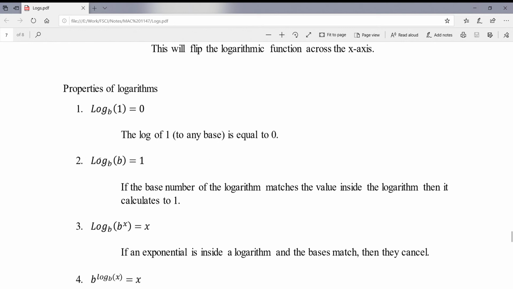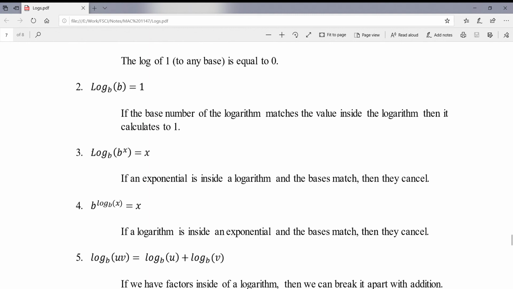Property number 2, log base b of b is equal to 1. So if the base number of your logarithm matches the number that you're taking the logarithm of, then it calculates to 1. So log base 3 of 3 would be 1, log base 4 of 4 would be 1, and so forth.